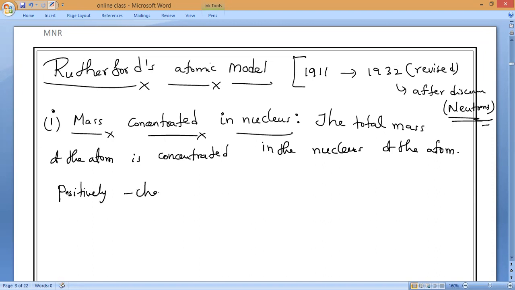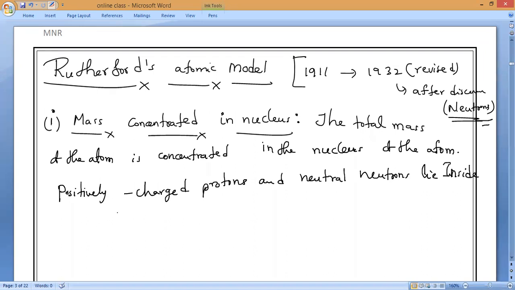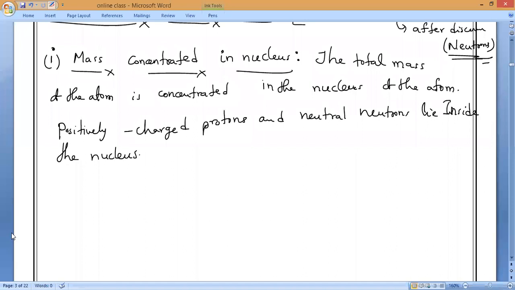So positively charged protons and neutral neutrons lie inside the nucleus. Clear, everybody? Yes, please. Yes, sir. That is how to remember. Write it.